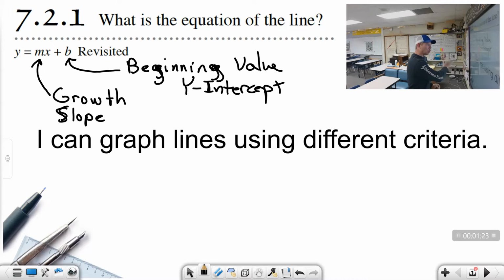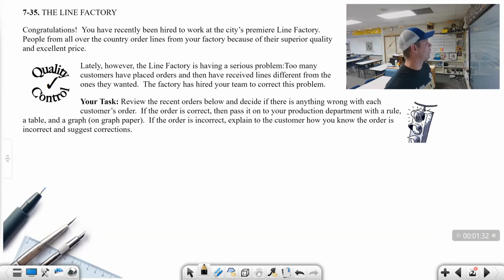So today, you will be able to graph lines using different criteria. We're going to give you all sorts of pieces of the puzzle and you're going to have to wade through all the information. So here we go. One problem today with 6 parts.